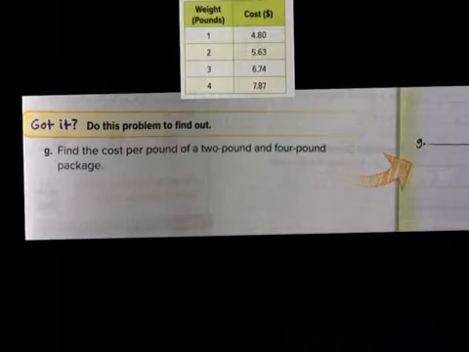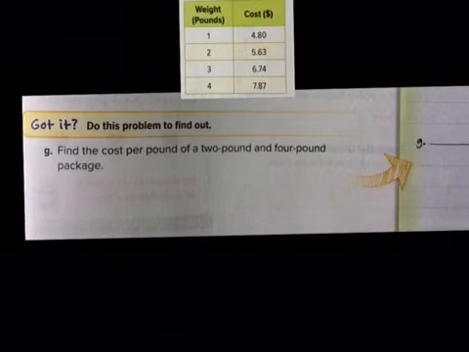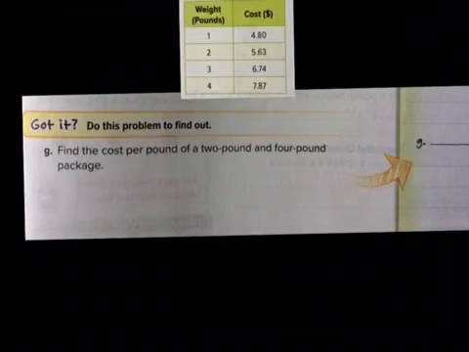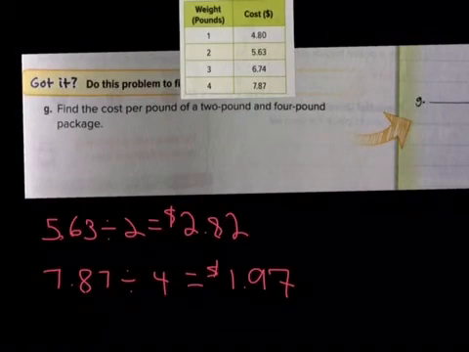Okay, continuing on. G, find the cost per pound of a 2 pound and a 4 pound package. So you're going to divide this by 2, and divide this one by 4, right? Because you're looking for the unit. You're looking for what 1 pound will be. When I divide, I have 563 divided by 2, I get $2.82. And then for the 4 pound, 787 divided by 4, I get $1.97.